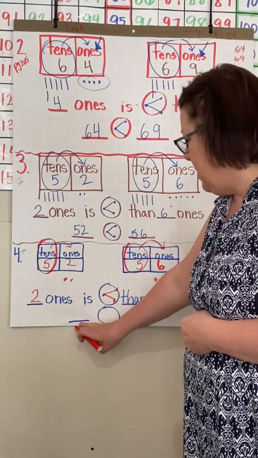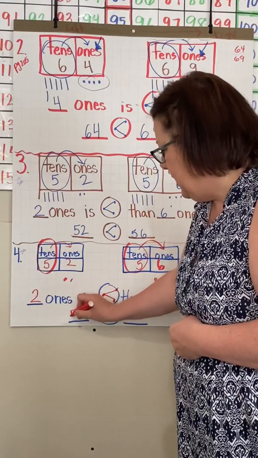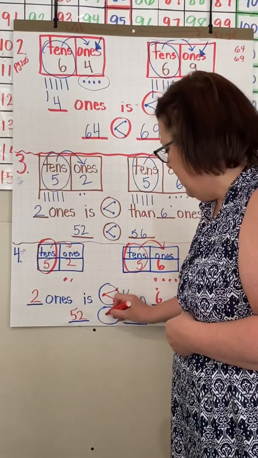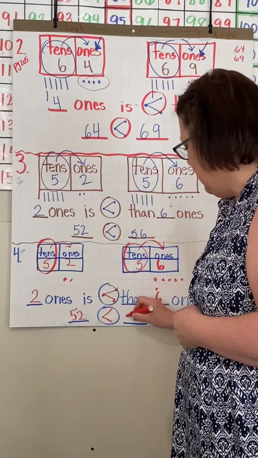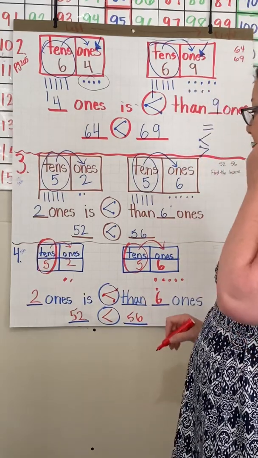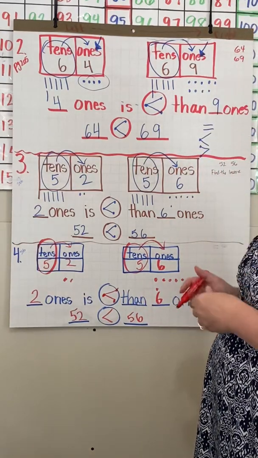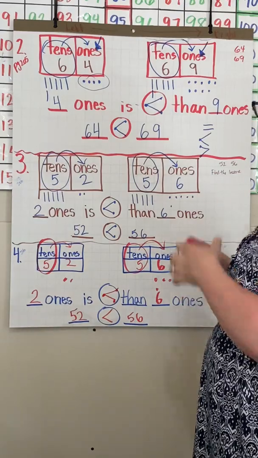So now I'm going to write my problem. 52 is less than 56. I just did that same problem twice. That's all right.